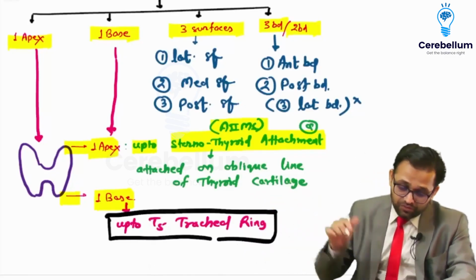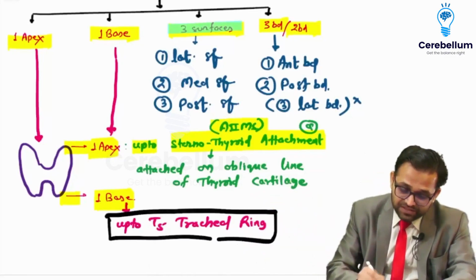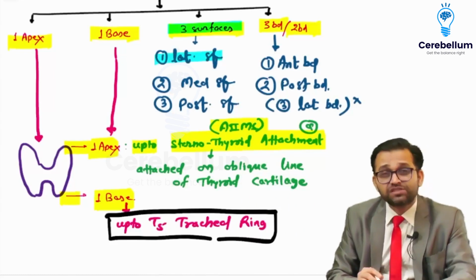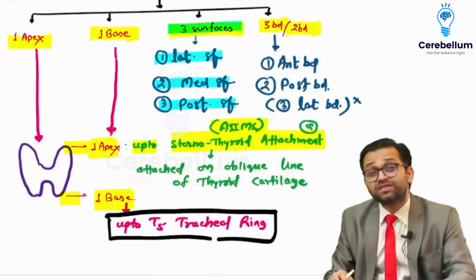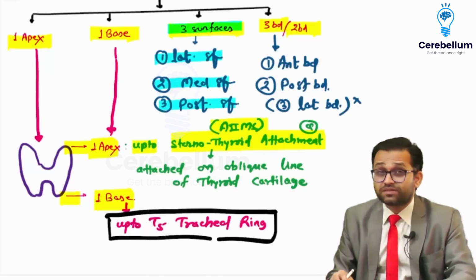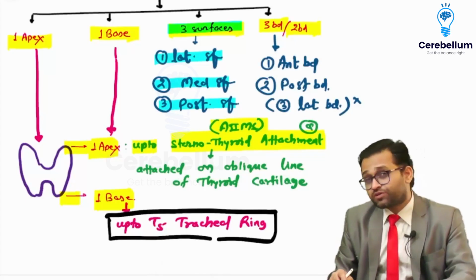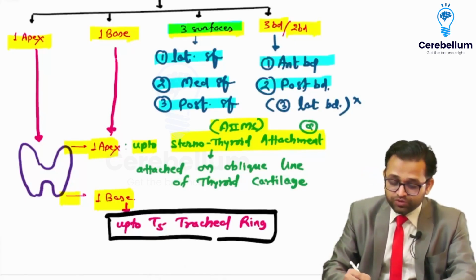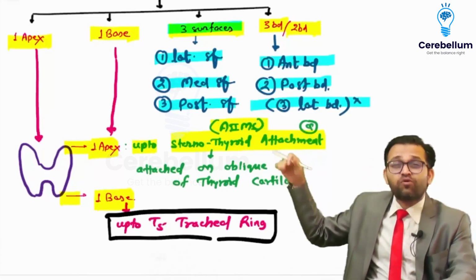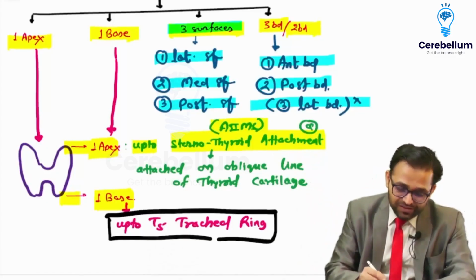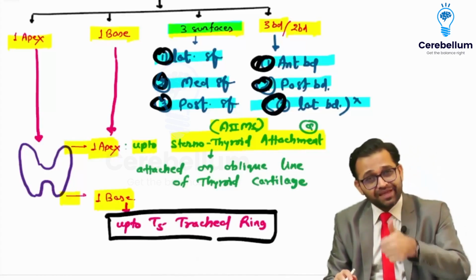Agree, sir. Now look, there are three surfaces. Sir, there is the lateral surface, there is the medial surface, and there is the posterior surface of the thyroid gland. Okay, sir. And there are three borders. What are the three borders? Sir, anterior border, posterior border, and lateral border. Many authors are not considering the lateral border, but just to make it easy, we are doing the three surfaces and the three borders. Agree, sir.